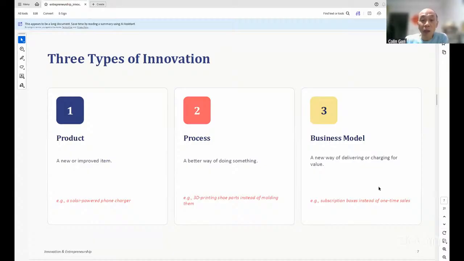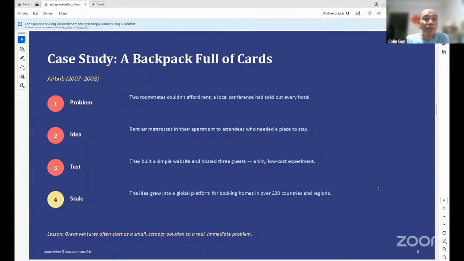Okay, next. A case study. There's a very famous example called Airbnb, 2007 to 2008. They started it. It comes from a problem. What is the problem they were trying to solve? It is essentially about two roommates. They couldn't afford rent. And there was a local conference, and they went to look for accommodation in the hotel. Everything was sold out. So they came up with an idea. Why can't we rent our air mattress in our apartment to attendees who need a place to stay?